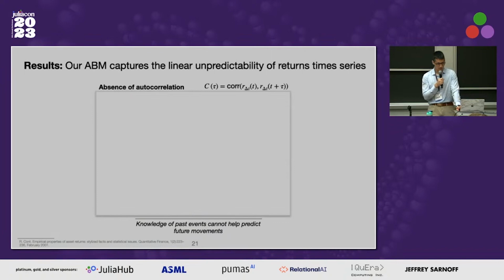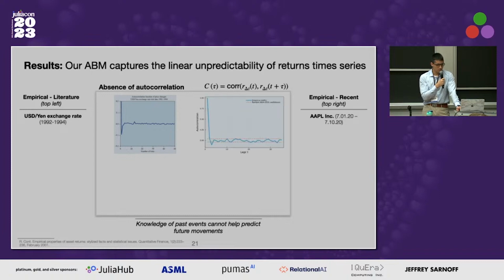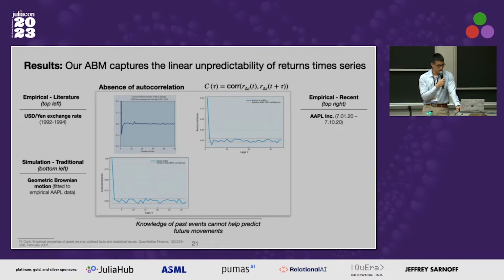Something else is the linear unpredictability of the return time series. Once again, shown in the literature, why this would be important is that knowledge of past events cannot help predict future movements. A big movement today doesn't necessarily imply a big one tomorrow, right? Once again, verified with empirical data, contrasted with geometric Brownian motion, and then our simulation.